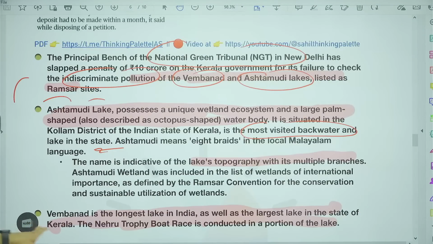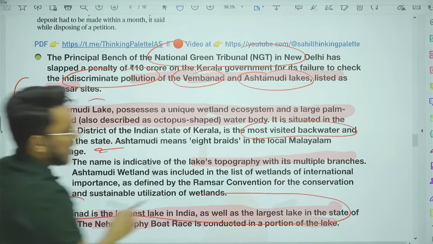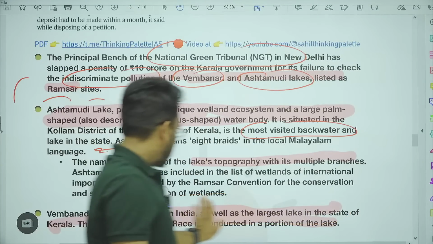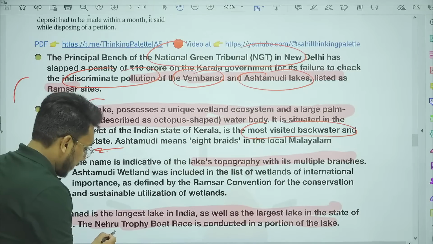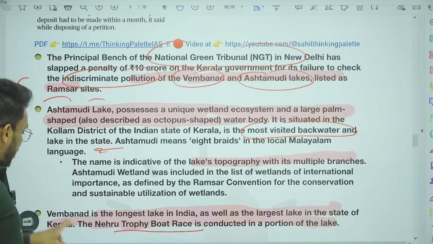Now, further, we have Vembanad. Vembanad happens to be the longest lake in India, which is in the state of Kerala, and every year the Nehru Trophy boat race is conducted in Vembanad. So this is about it. Now, moving to the next article.